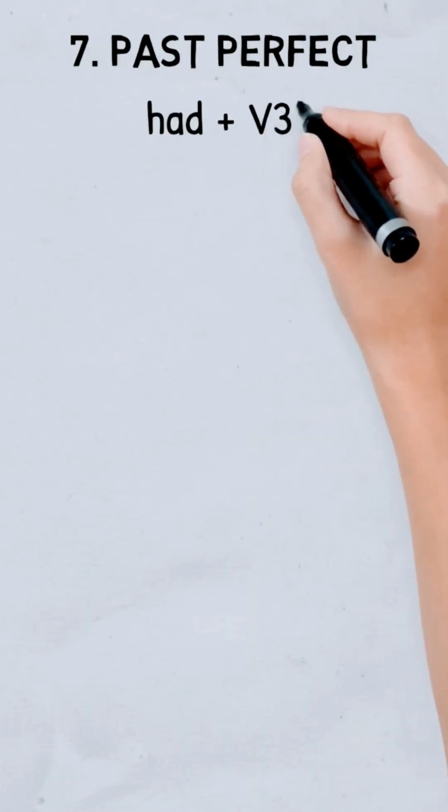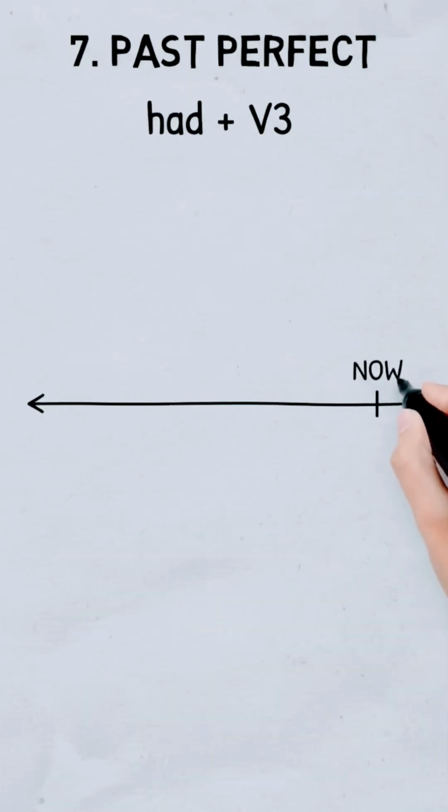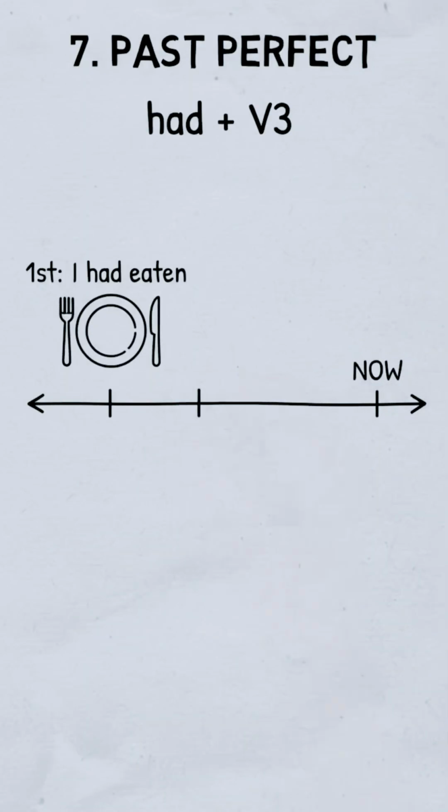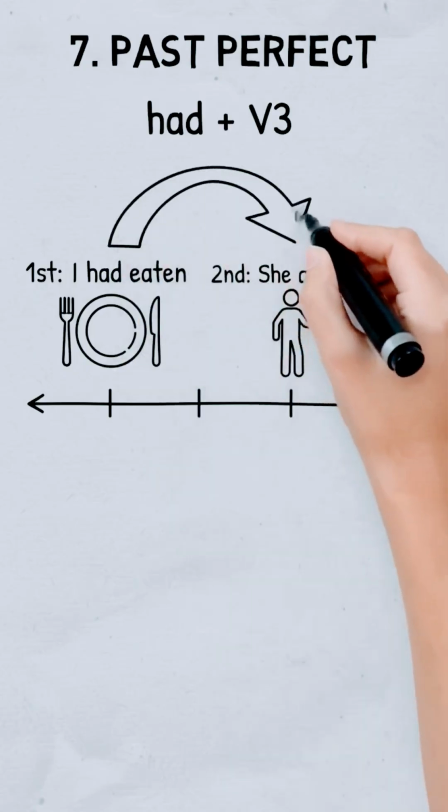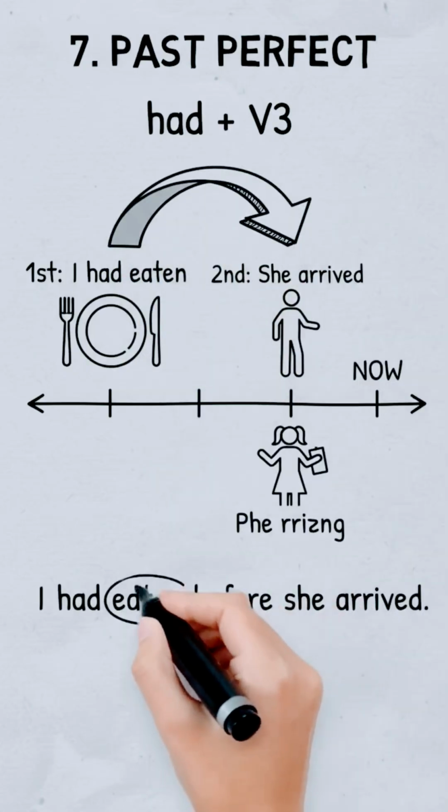Let's learn the past perfect tense. It shows an action completed before another action in the past. First, I had eaten, then she arrived, so I had eaten before she arrived.